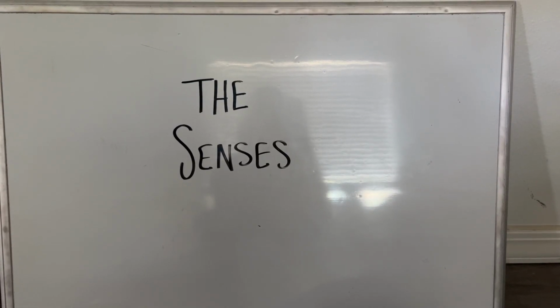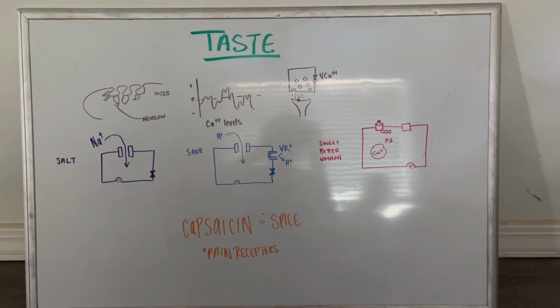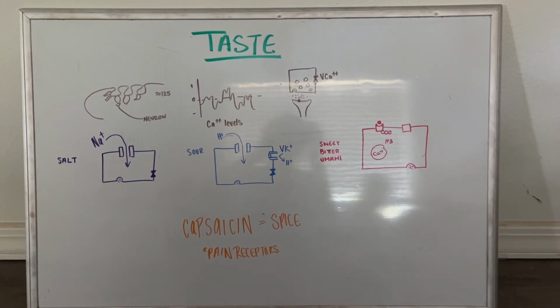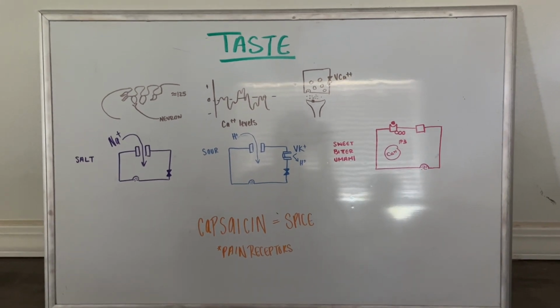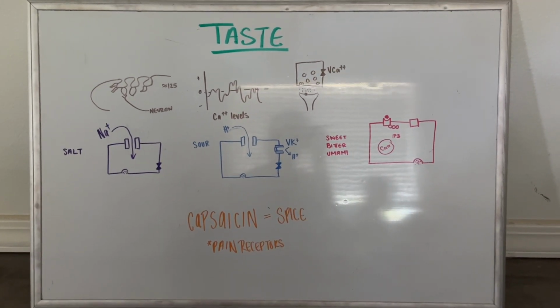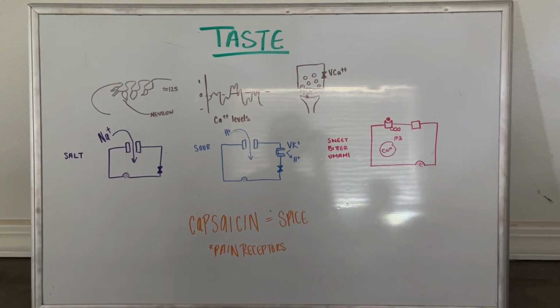In this week's video, we're going to talk about the senses. The first sense we're going to talk about is taste. The receptors for taste are located mainly on the dorsal surface of the tongue within taste buds, which are housed in the lingual papillae. Each taste bud contains 50 to 150 receptor cells, also called taste or gustatory cells.